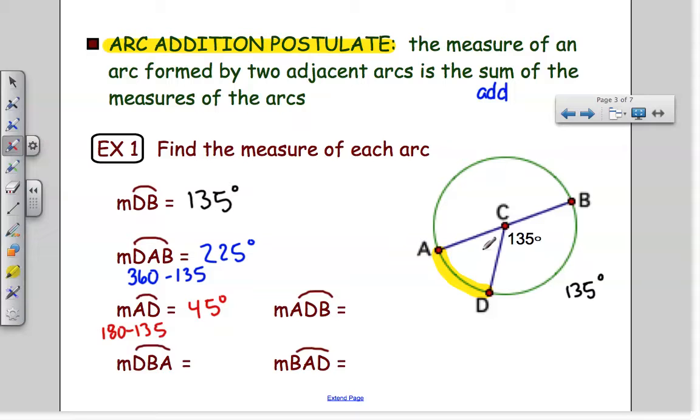And I can know that because this would be 45, or I can look at the arc out here and say this is a semicircle. Because I have a diameter AB, this would be a semicircle or measure 180. So again, I'm doing 180 minus 135 to get what's left for arc AD, which would be 45 degrees in order to add to 180.